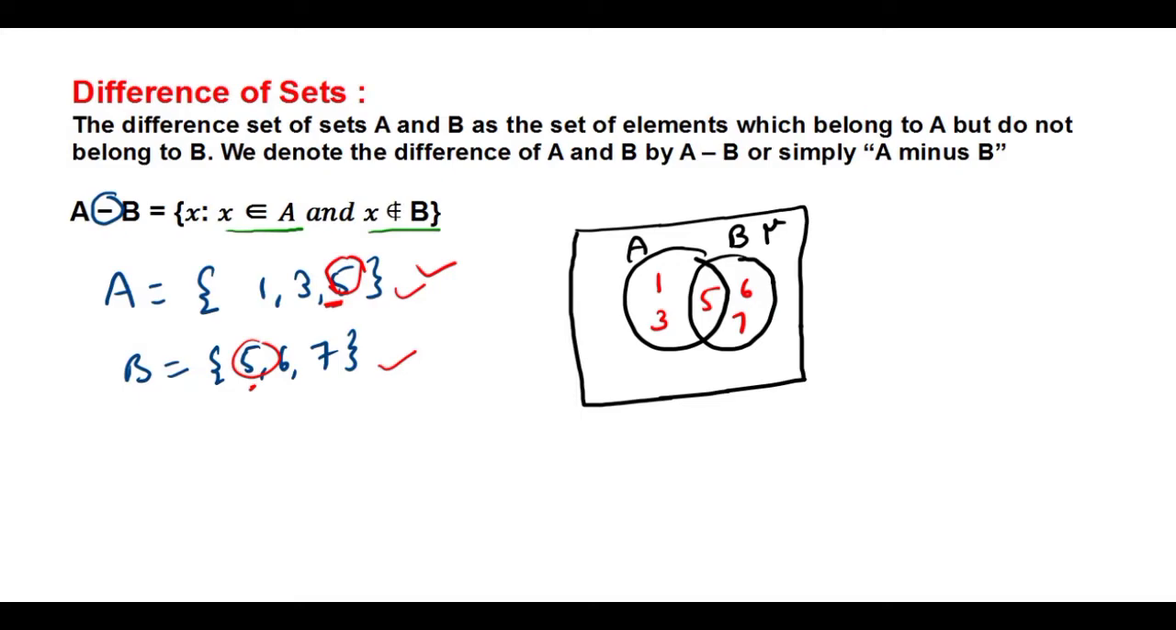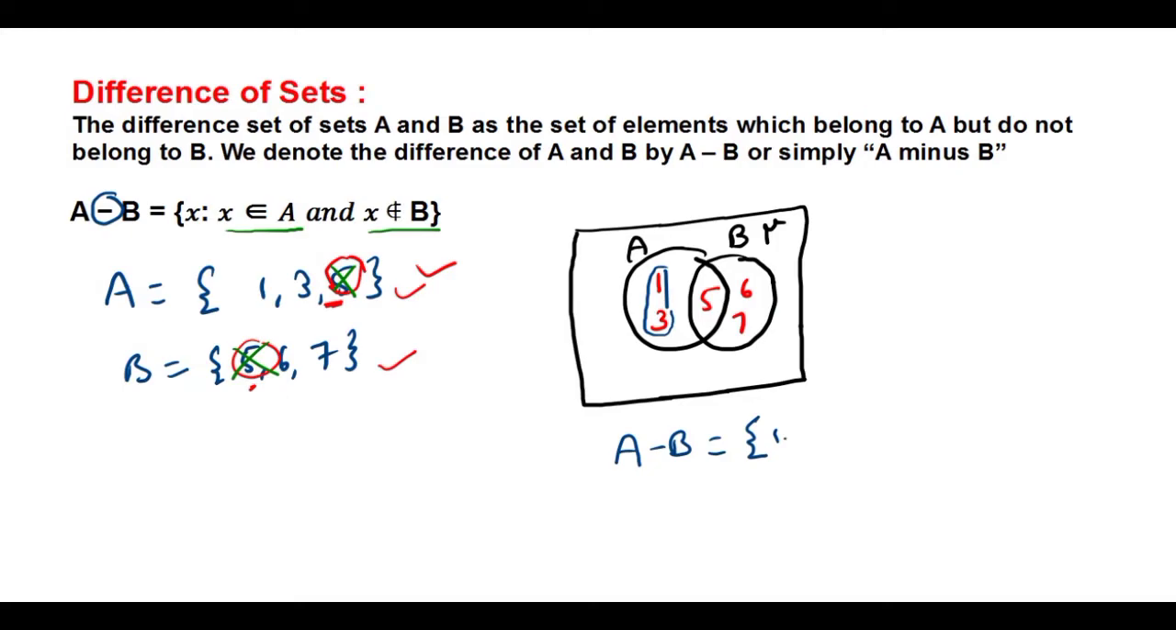5 you can see here, 5 is an element that is in both set A and set B. Okay, it should be in both set A and set B. That is intersection. But A minus B means x is an element that should belong only to set A, but should not belong to set B. Only here you can see the numbers 1 and 3. These two elements belong only to set A but not to set B. Then what is your answer here? A minus B is 1, 3.